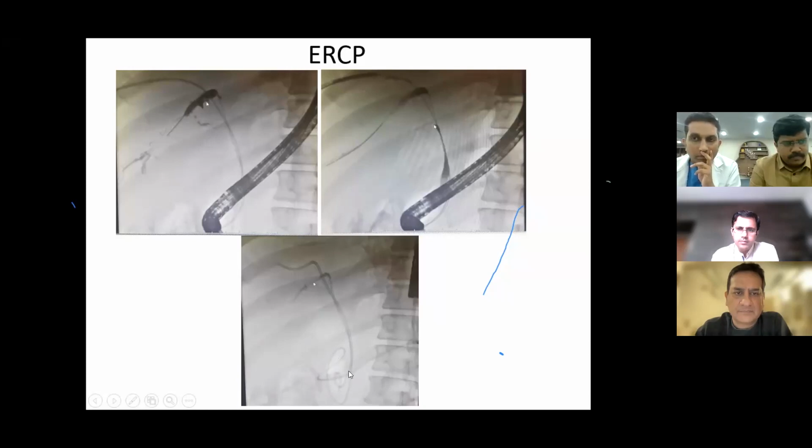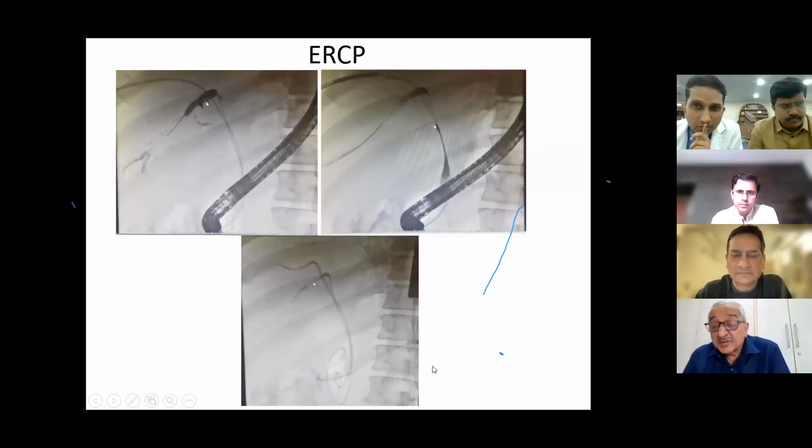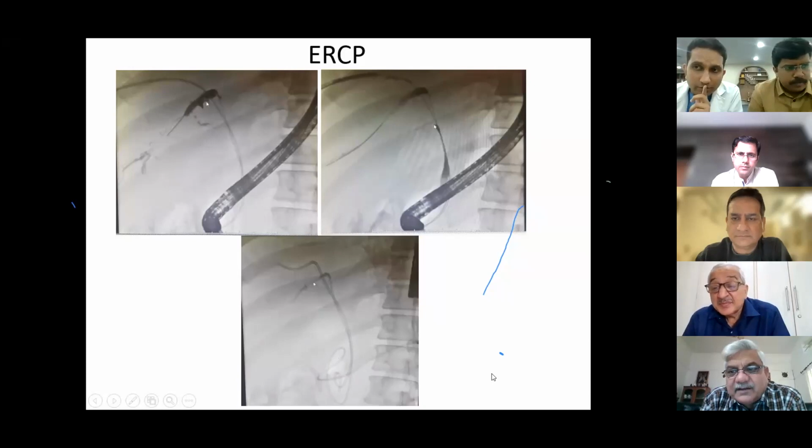Adesh, you put in dye and the left duct was not opacified. Not opacified, sir. If something had gone inside the left duct, there would have been a problem. But then still, external drainage.